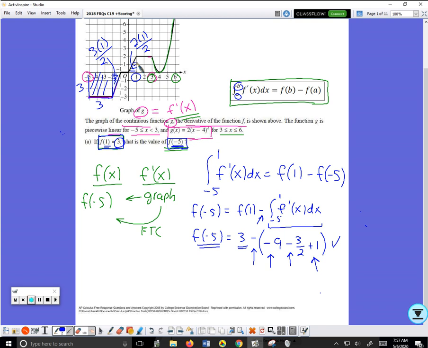Double check the scoring guide. And we're good. 2 points. They gave 1 point for seeing this, that you were correctly using the integral of f prime, then a second point for getting the correct result for f of negative 5.